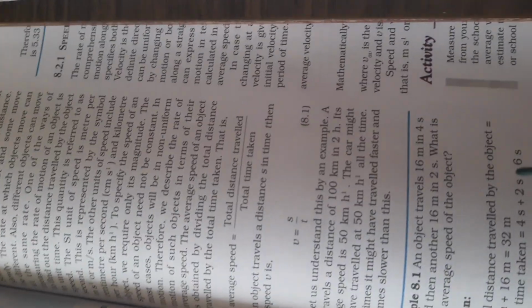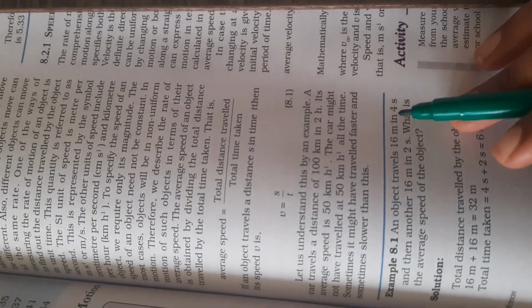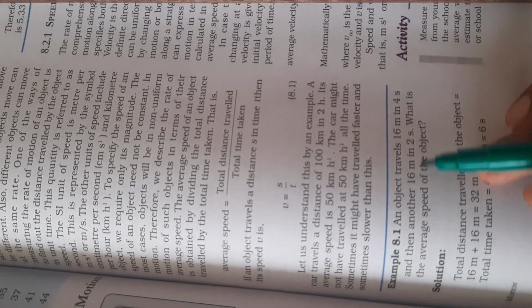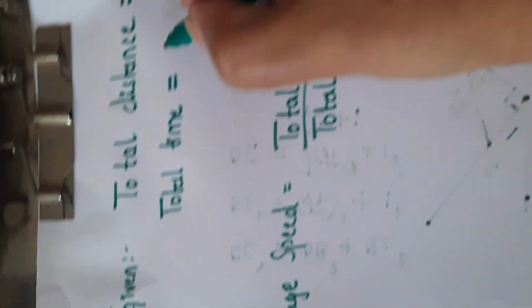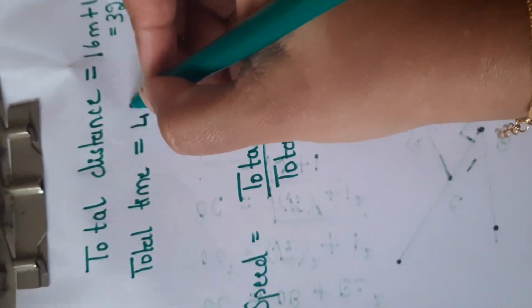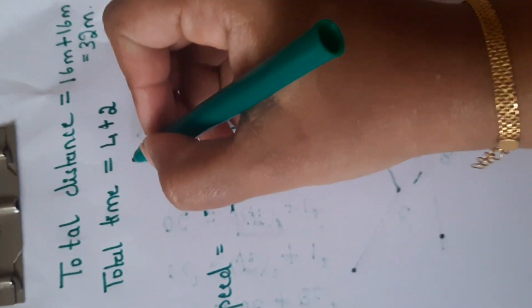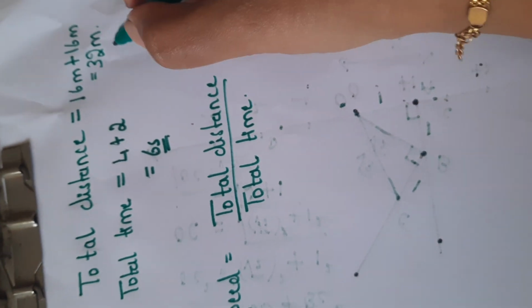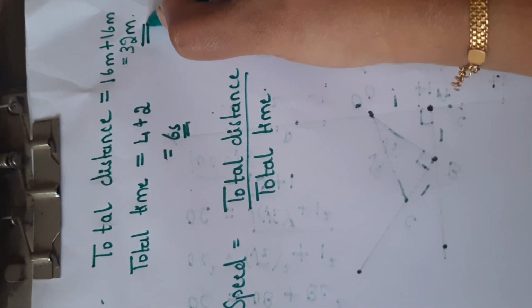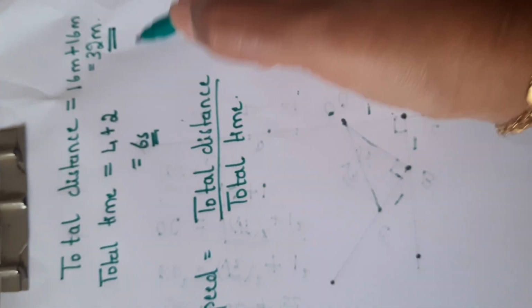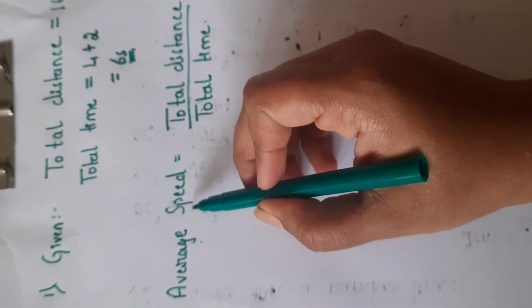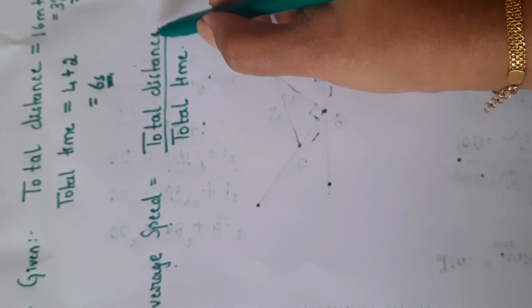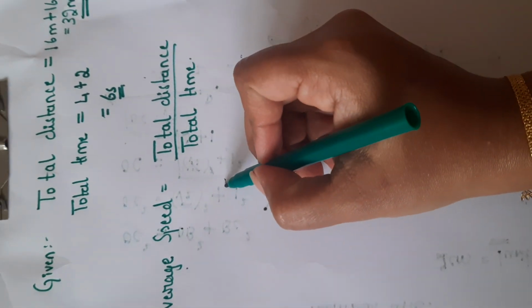Come back to the question. First part of the distance takes 4 seconds and another 16 meter in 2 seconds. So total time is 4 seconds plus 2 seconds, totally it is 6 seconds. So we know what is the total distance traveled by the body and what is the total time taken. Now you know the formula to find out the average speed. It is total distance traveled by total time taken.